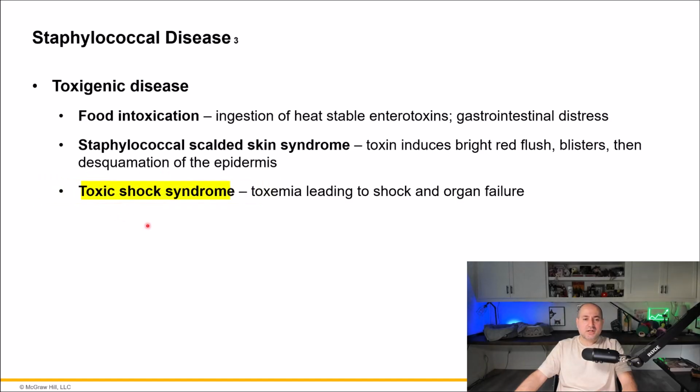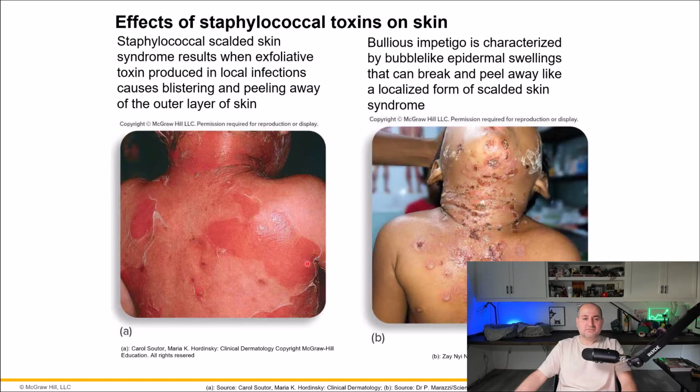Next, toxic shock syndrome. This is when you have toxemia. This means Staphylococcus toxins in your blood. Toxemia means toxins in the blood due to the bacterial infection, and this can lead to shock and organ failure. That's what toxic shock refers to. On the left, you can see scalded skin syndrome, where skin is sloughing off.